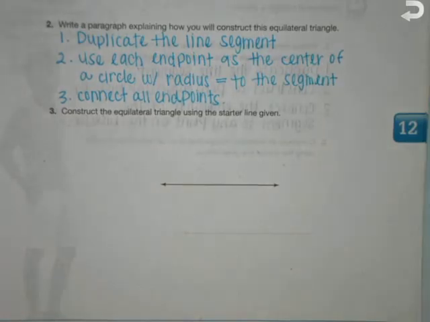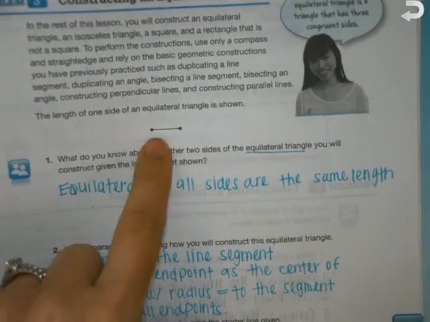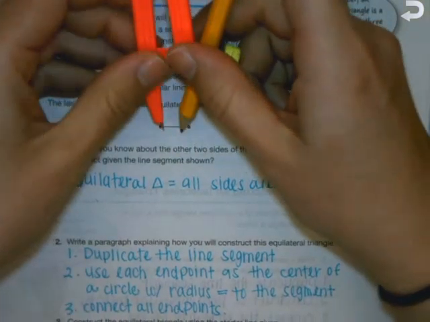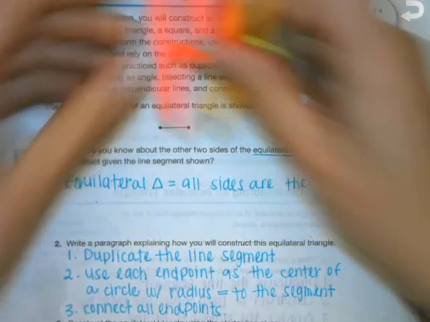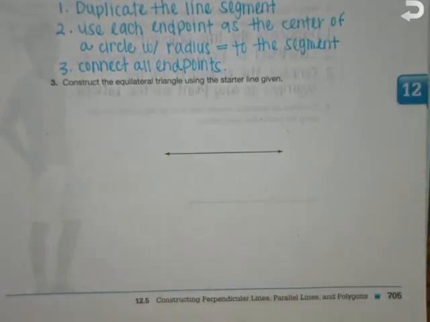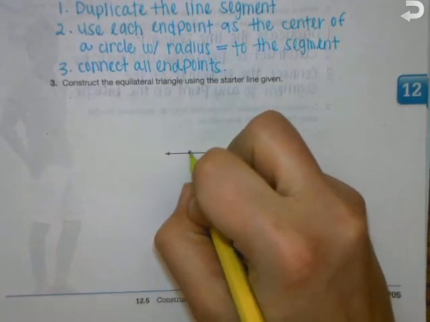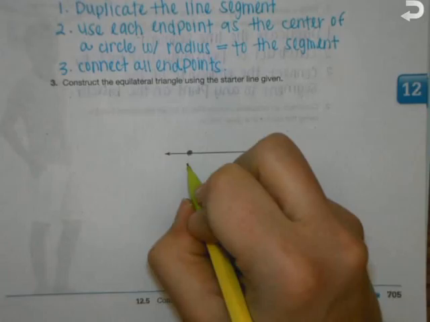Okay, so I give you the starter line, and we're going to construct an equilateral triangle with the side length that's given up here. So the first thing we're going to do is open our compass to that length, because we want to duplicate this segment. So on the given starter line, where am I going to start? At any point, it doesn't really matter where. So let's put a point. What do you guys want to call it? A. Okay.